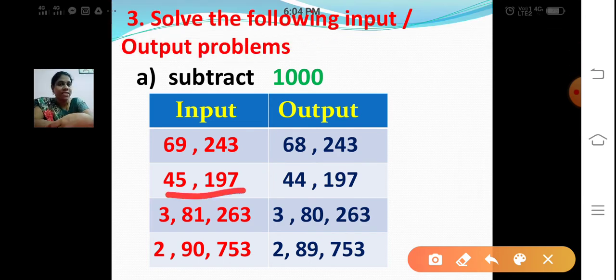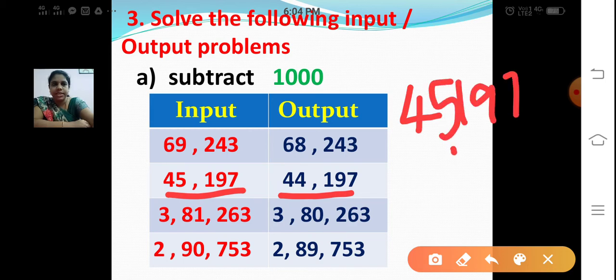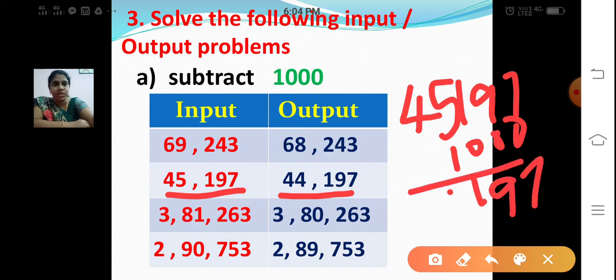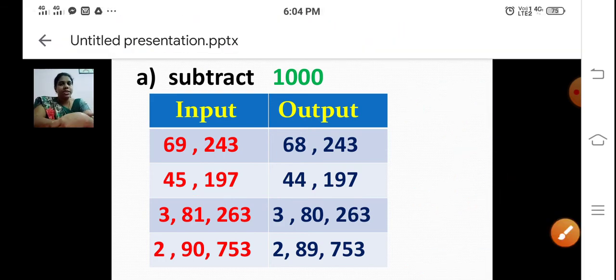45,197. I'm going to subtract 1,000 from this. My thousands place has 5. If I'm reducing 1, so 44,197. If you subtract 1,000 from 45,197, what will be my answer? 5 minus 1 is 4. So my answer is 44,197.